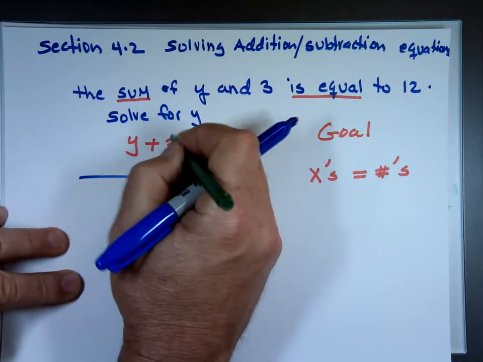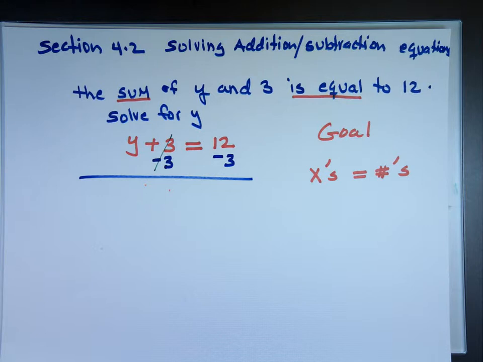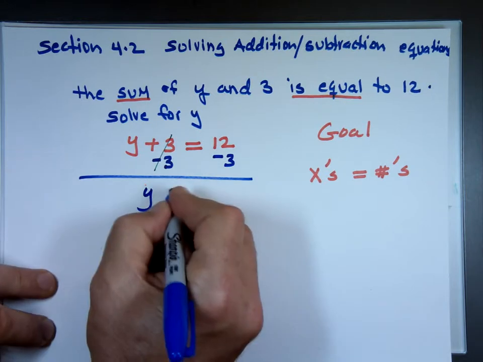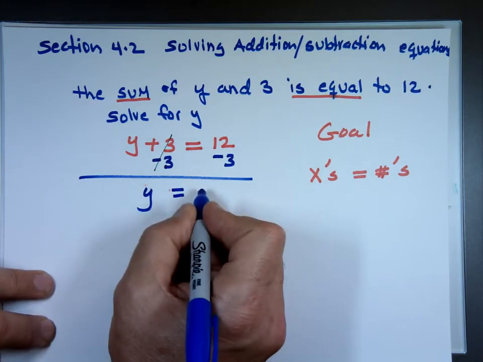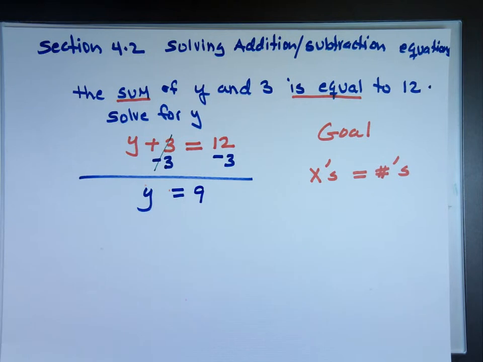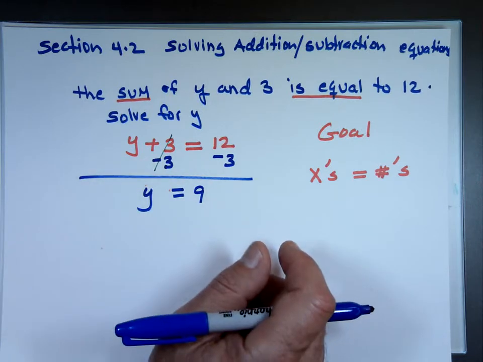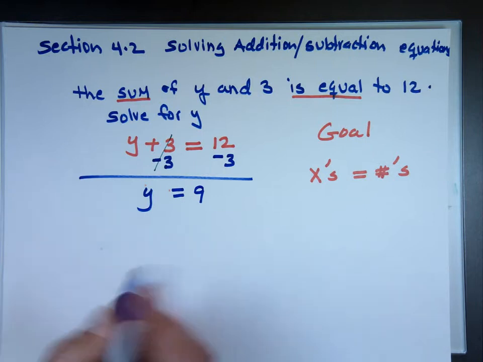What will happen if you subtract 3? What's 3 minus 3? These are gone. And you end up with what? Y equals 12 minus 3, which is 9. So that's how we're going to solve them. I'm just going to put the equation, try to solve them, instead of giving you a story.